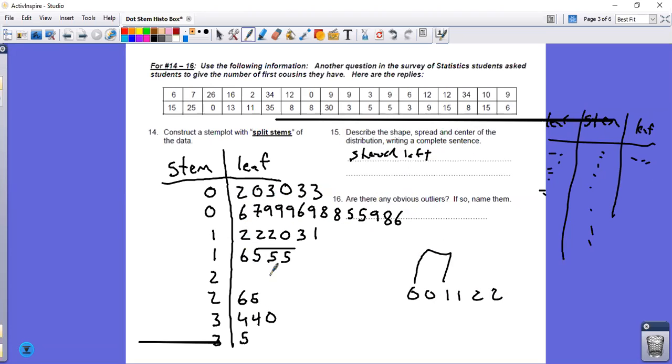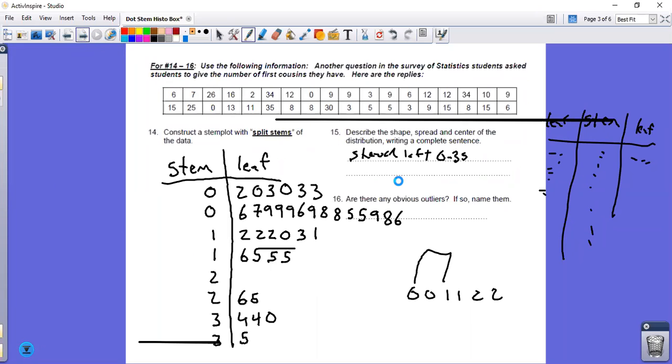The spread is anywhere from 0 through 35, the high being 35. And the center of all of those numbers, I don't even know how many numbers there are, but you can find out how many numbers there are and find the center. Obvious outliers? No. This group is up here by itself, but it's still a few of them, so I wouldn't call that outliers. But that's that first page.